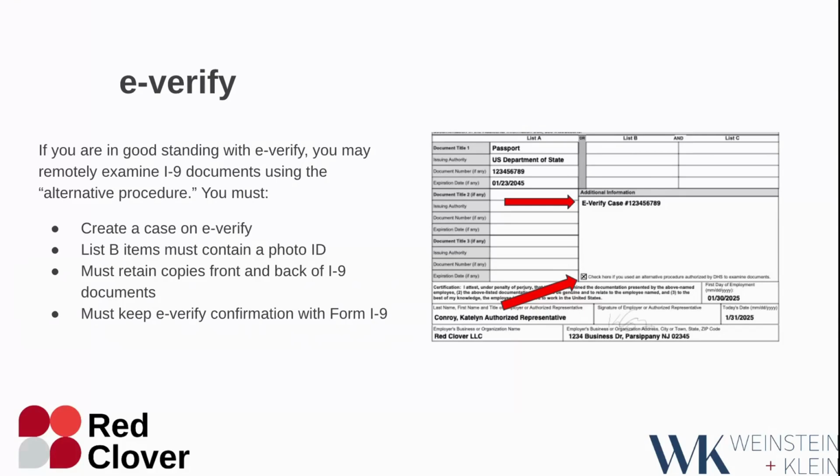Practically, when you're filling out Form I-9 using the alternative procedure, you're going to check that little checkbox stating that you have used the alternative procedure, and then in the additional information box, you should note the E-Verify case number.